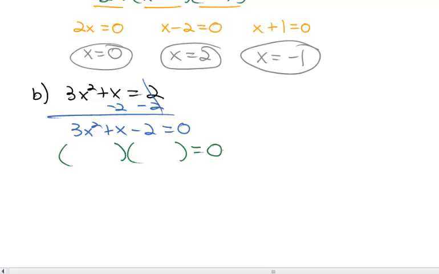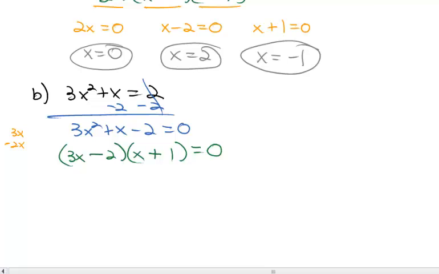3 terms, so we'll use guess and check. 3x squared is probably 3x times x. 2 is probably 2 times 1. And so when we check that on the outside, 3x times 1 is 3x. On the inside, 2 times x is 2x. So if the 2x is negative, the middle part negative, the outside part positive, we would get the 1x in the middle that we want.